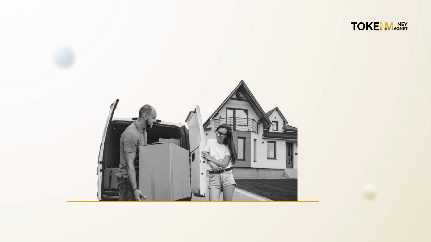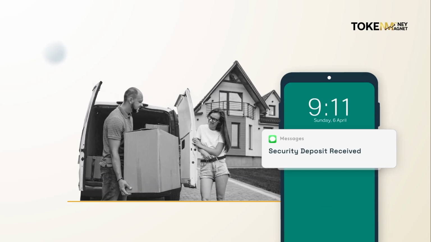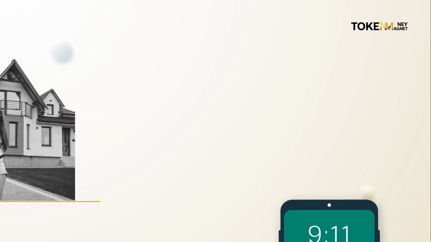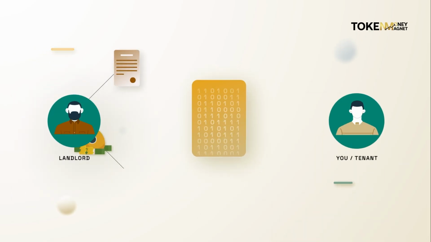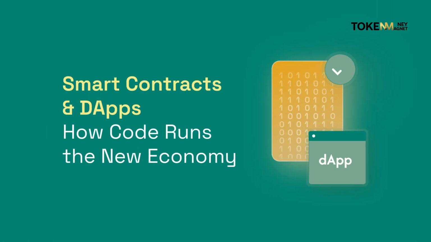Imagine this. You move out of a rented apartment, leave everything spotless, and within minutes your security deposit is refunded. No landlord drama, no delays, just a smart contract following the rules you both agreed on. Curious how smart contracts work? Let's dive in.